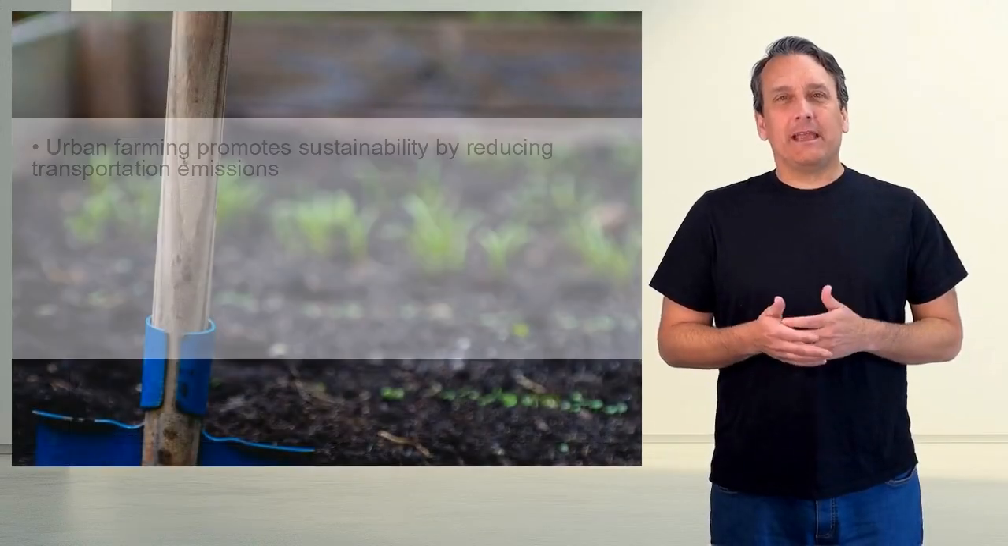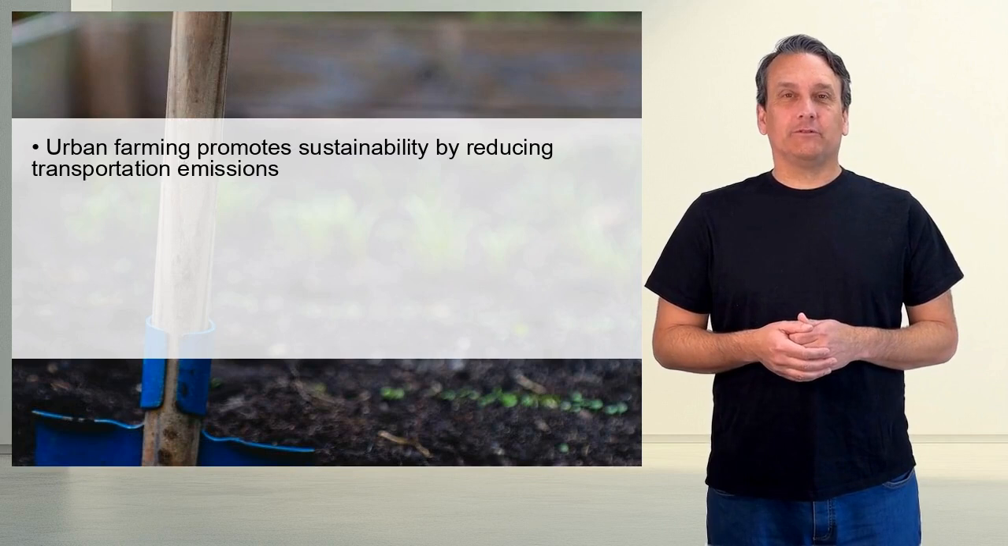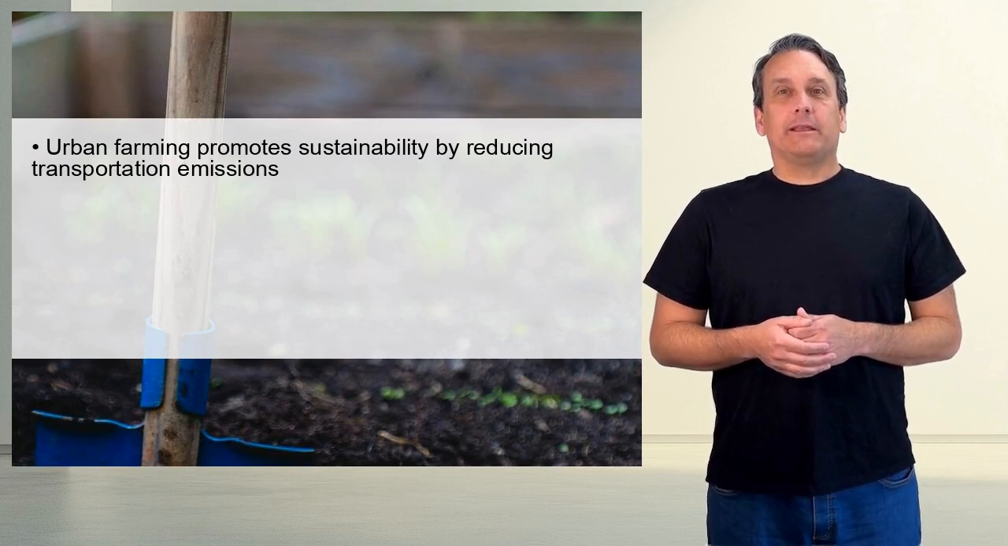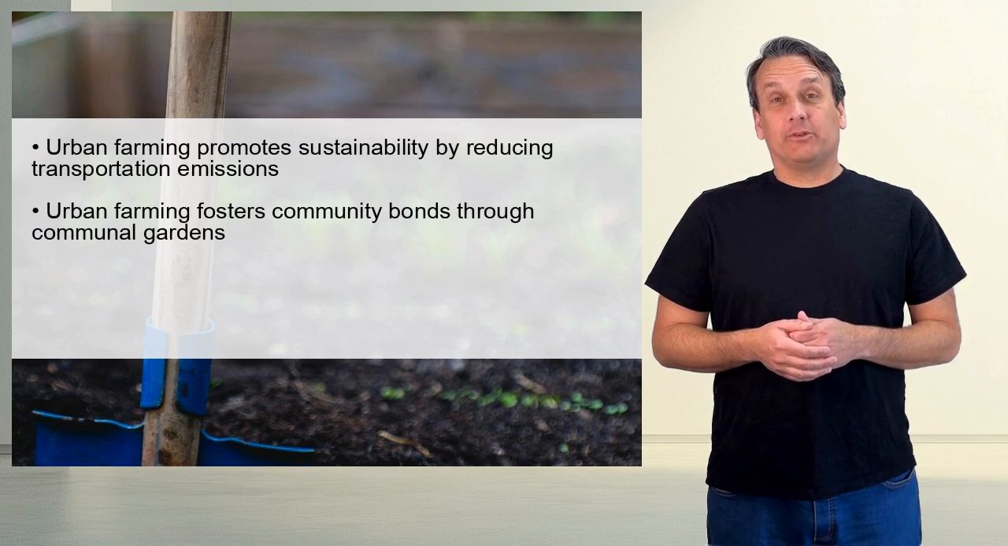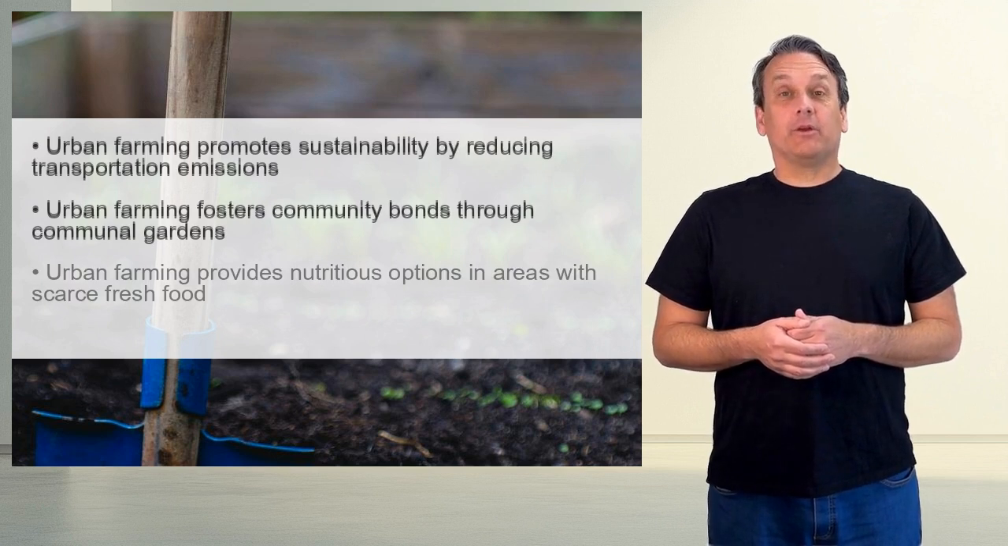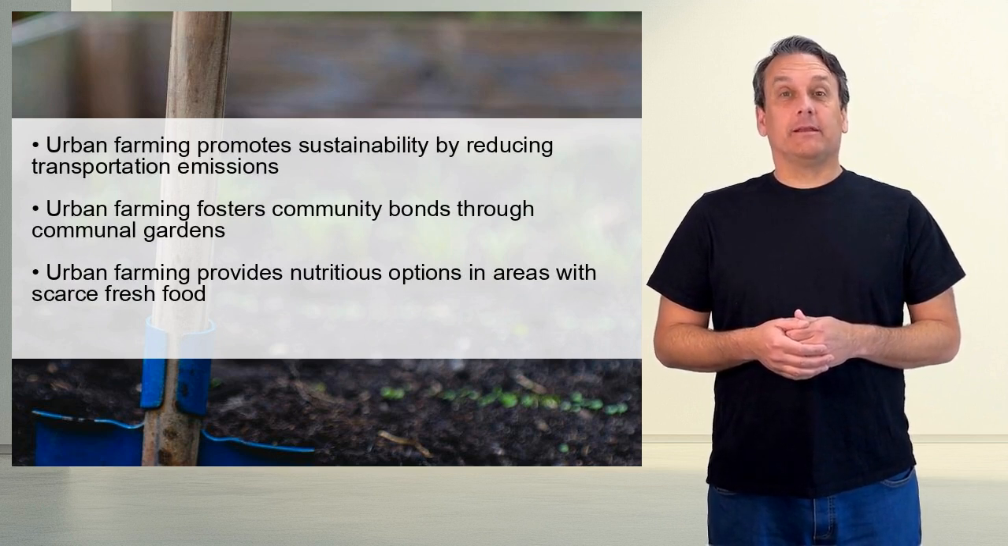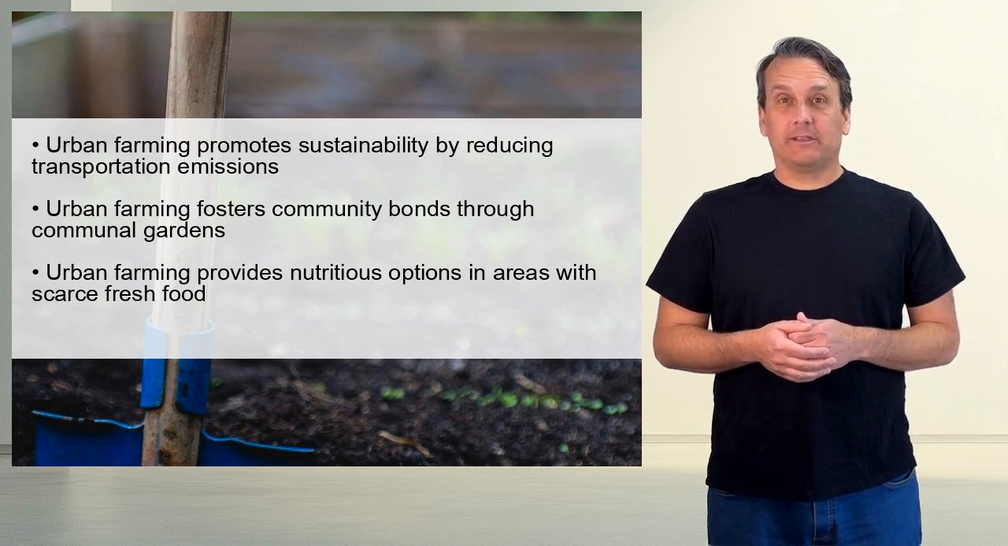The concept of urban farming is a prime example of how sustainable practices can transform social environments. By growing food within cities, urban farming reduces the need for transporting fruits and vegetables over long distances, thus cutting emissions. And it fosters community bonds by involving local residents in communal gardens, which can enhance community spirit and provide nutritious options in areas where fresh food is scarce.